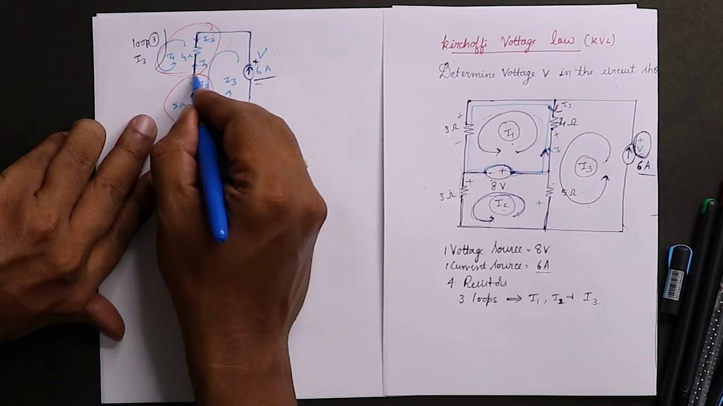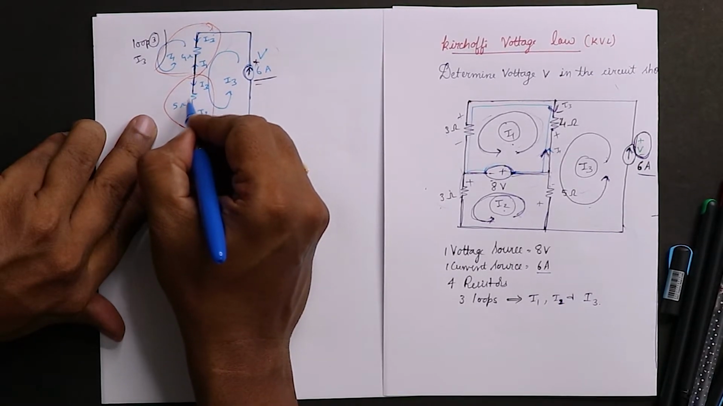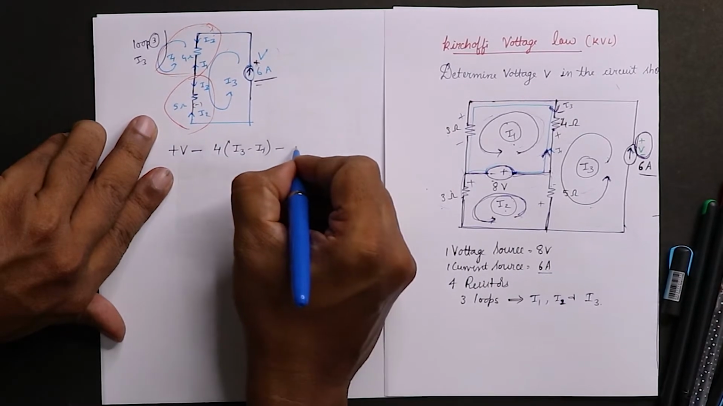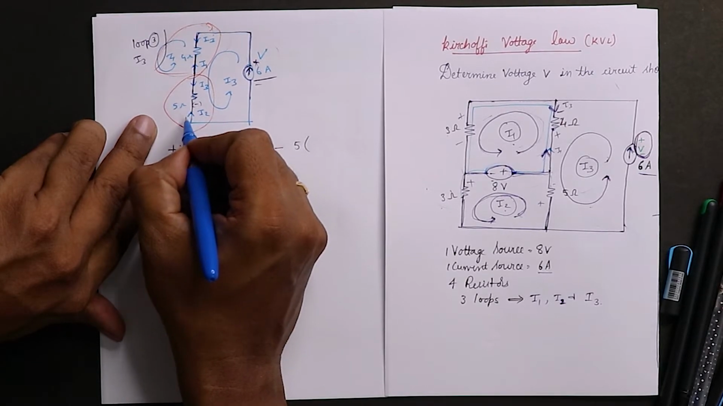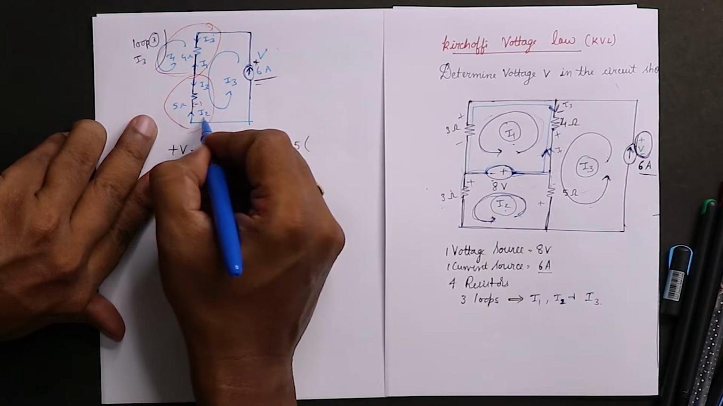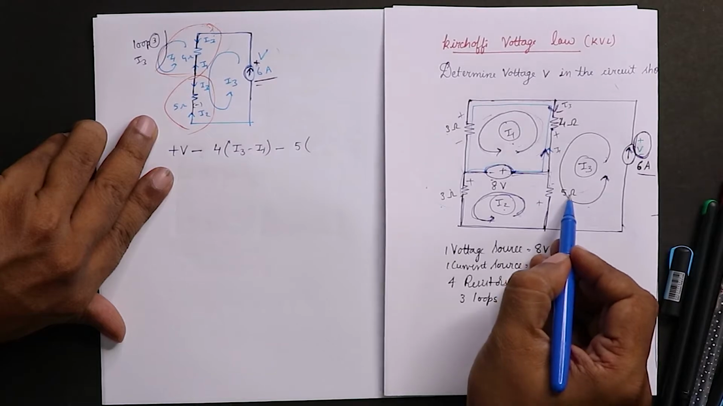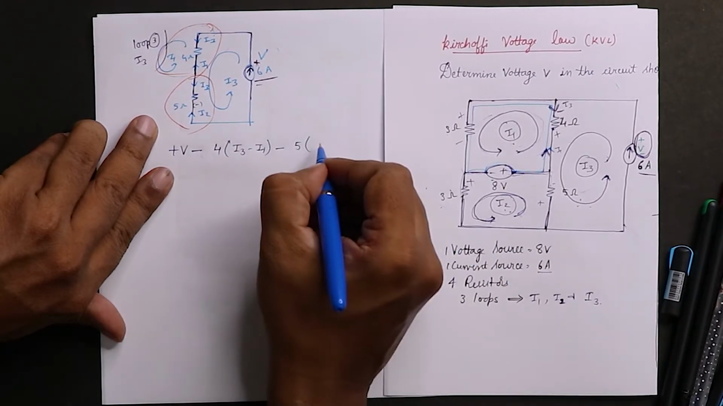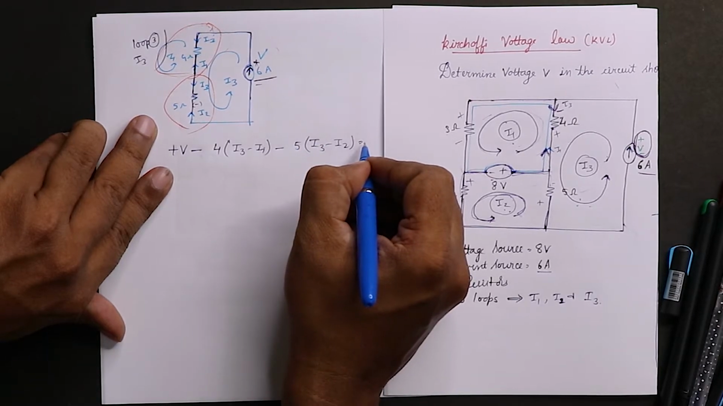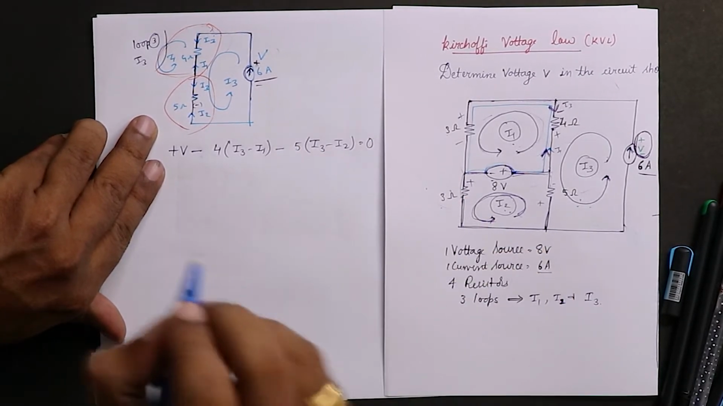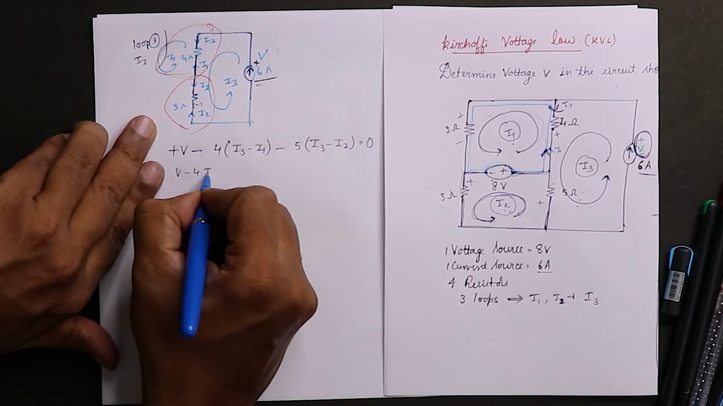Of this load, when it entered 4 ohms, it becomes plus, and when it is leaving, it becomes minus. So minus, resistance is 5. And what are the currents which are flowing into 5 ohms? I2 is coming from the bottom, I3 is coming from the top. See, there are two currents. But 5 ohms is in between I2 and I3. So I3 minus I2. Because we are writing loop 3, so this is equal to 0. Let's solve this thing.